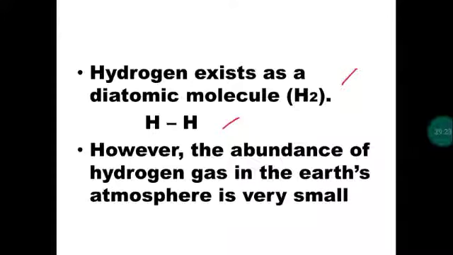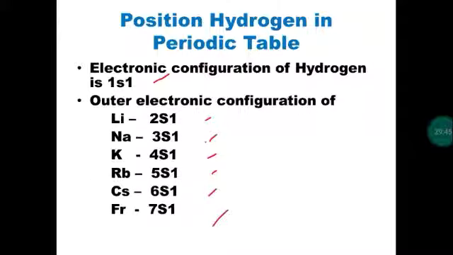Hydrogen will always exist as an H2 molecule. A single hydrogen atom is unstable. So when two hydrogen atoms join together by a covalent bond, due to sharing of their valence electrons, it forms a covalent bond. So it always exists as a hydrogen diatomic molecule. Then the abundance of hydrogen is very, very small. Next, the electronic configuration of hydrogen is similar to the outer electronic configuration of alkali metals: lithium, sodium, potassium, rubidium, cesium, francium.